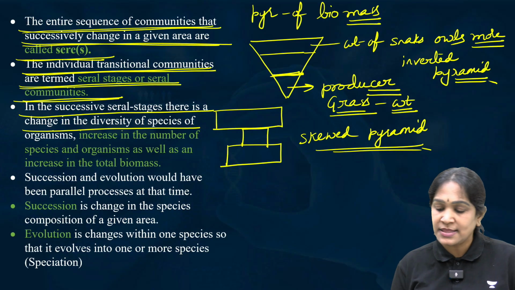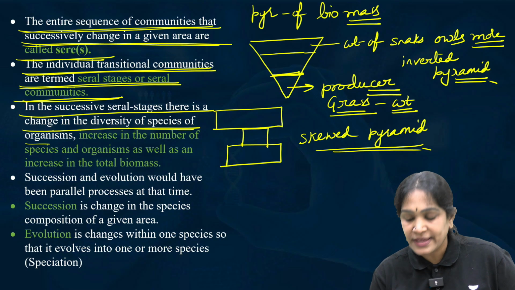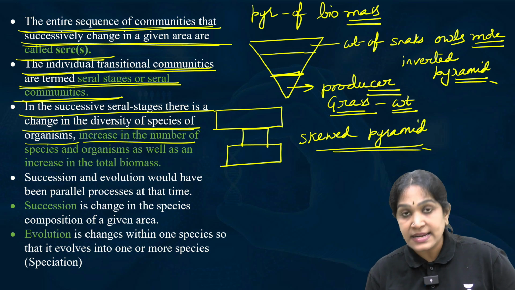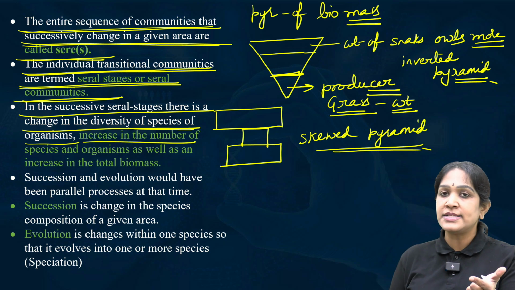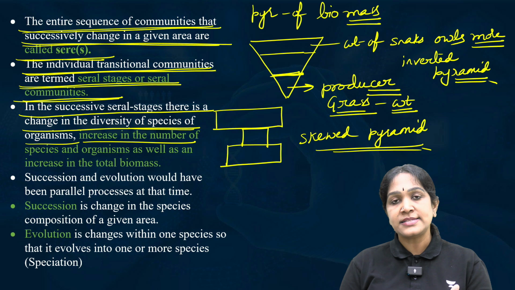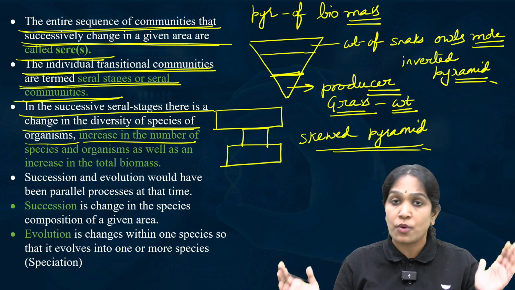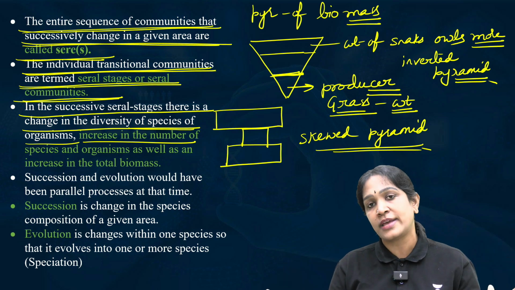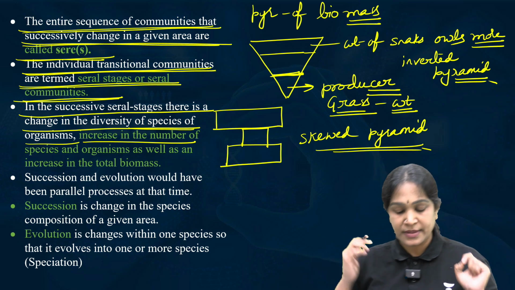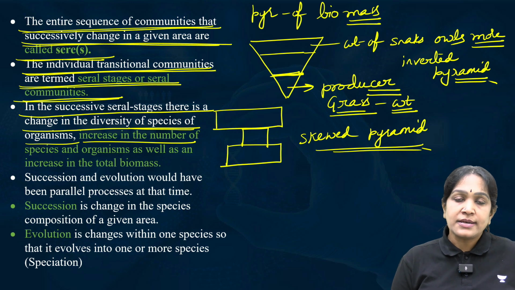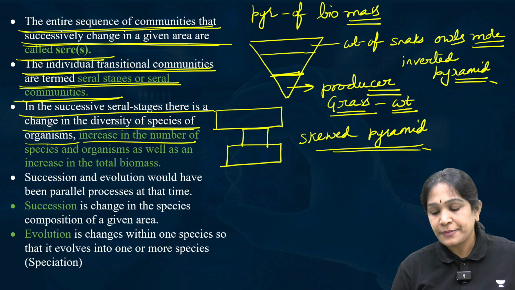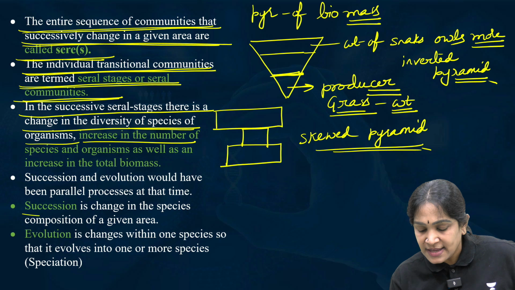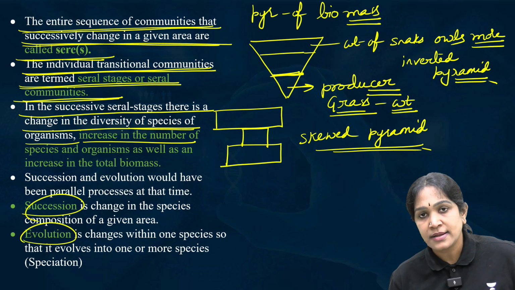So, there is a change in the diversity of organisms. There is an increase in the number of organisms. Also, there is an increase in the variety of organisms. More number and more types of organisms will be formed in the successive seral stages. That is about the succession. And what is the difference between succession and evolution?